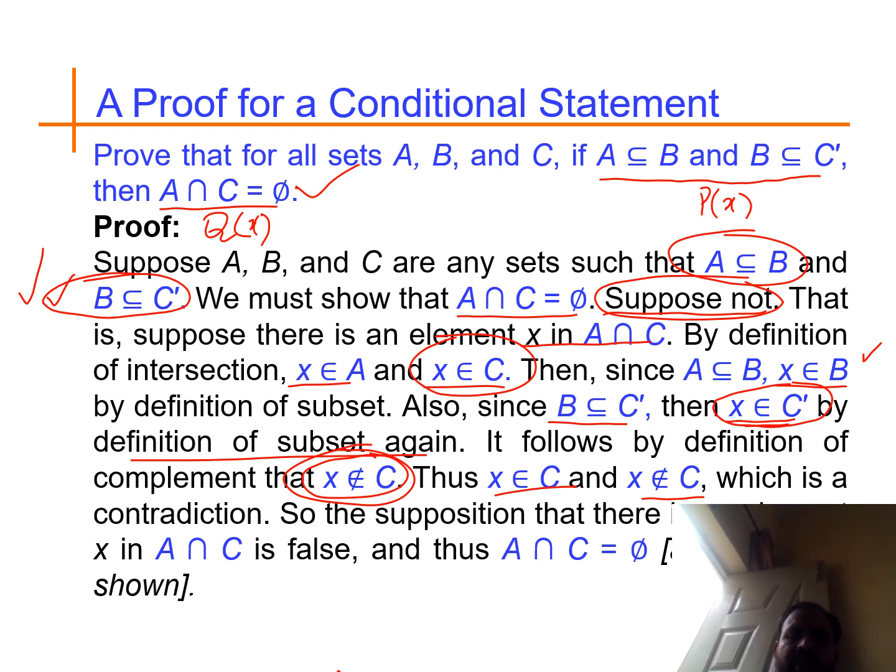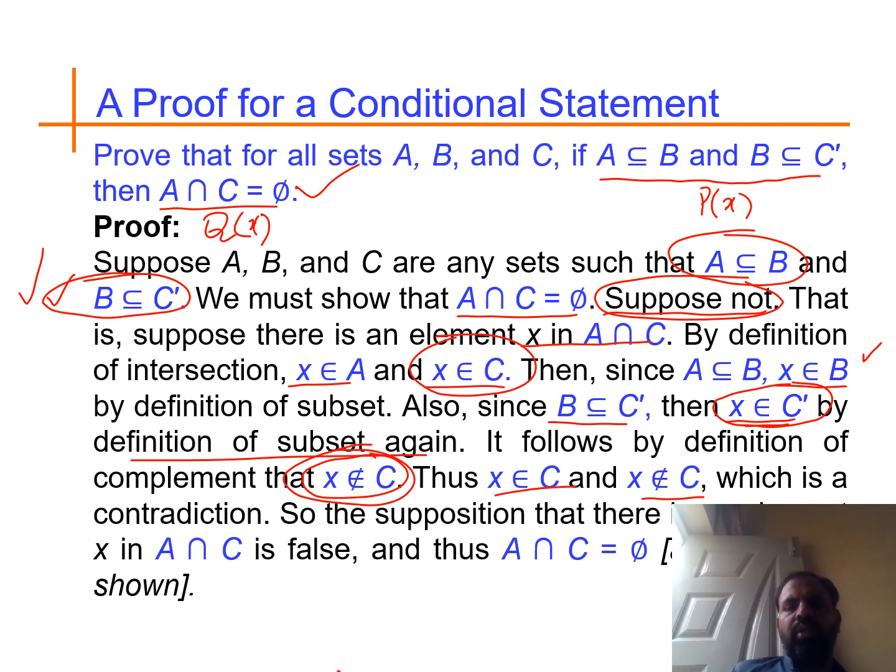So we suppose that it may be, you can say that it is Q of X and this is P of X. Suppose there is an element X in A intersection C. So by definition of the intersection, X belongs to A and X belongs to C.